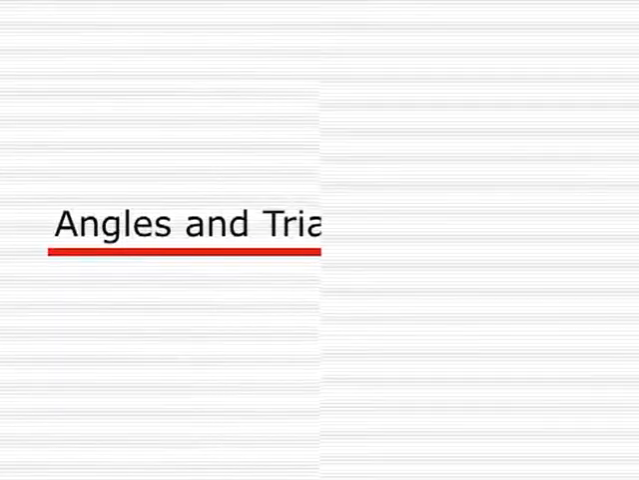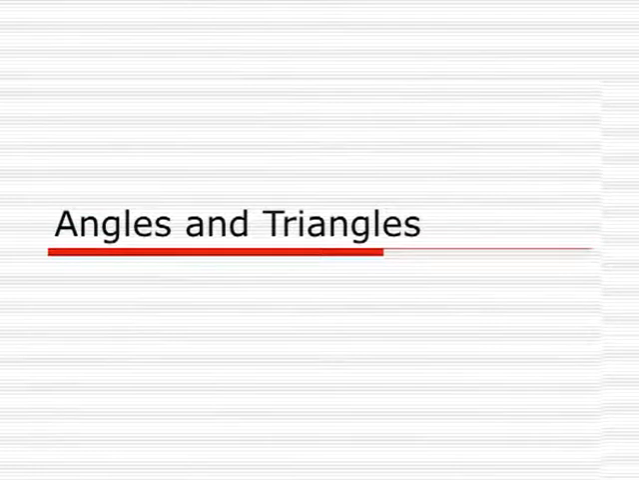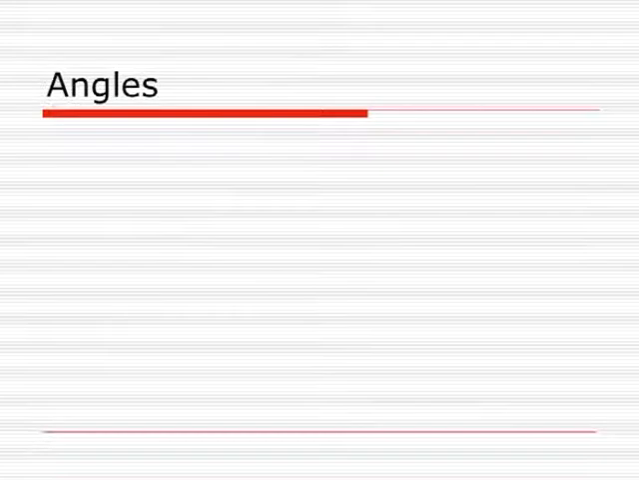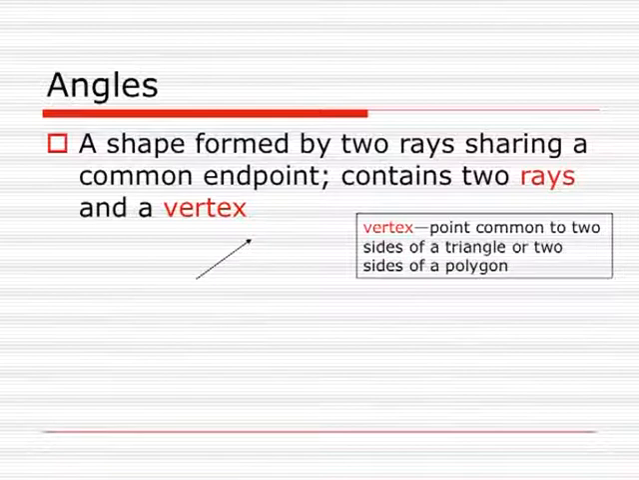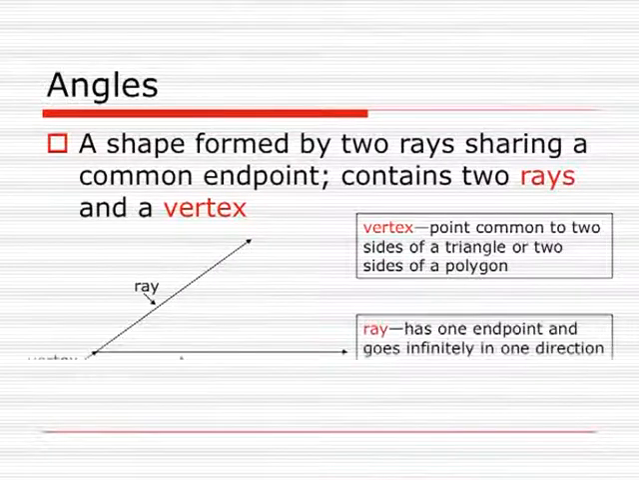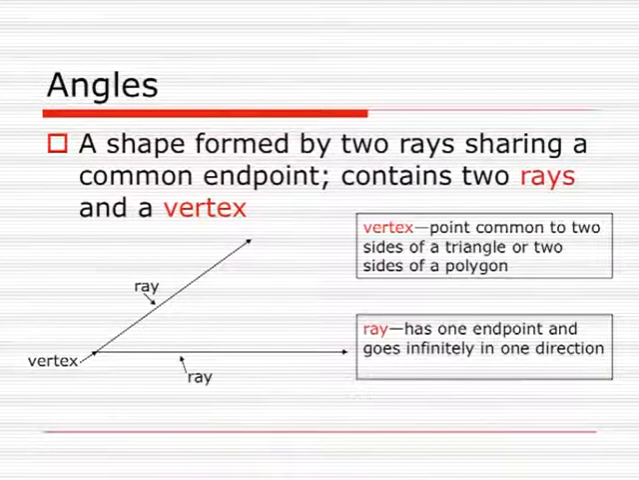Dear learners, now we shall discuss angles and triangles, a basic concept of geometry. An angle is a shape formed by two rays sharing a common endpoint. It contains two rays and a vertex, as you can see in the figure. Here, a vertex is a point which is common to two sides of a triangle or two sides of a polygon. And a ray has one endpoint and goes infinitely in one direction.